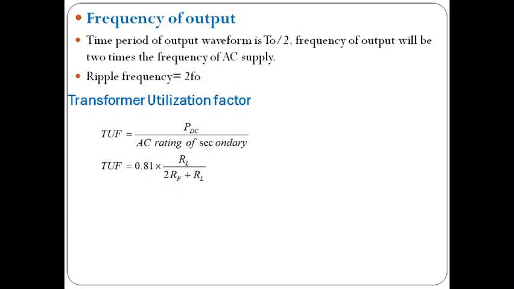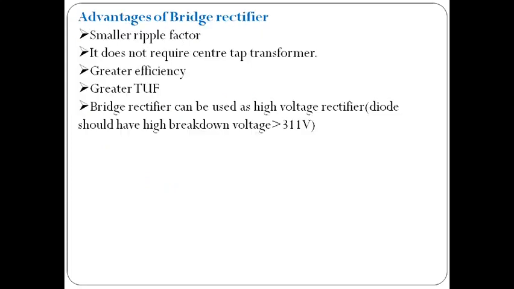The frequency of output is also the same as our center tapped full wave rectifier. Here the ripple frequency or output frequency equals 2 f naught, and the transformer utilization factor is also improved here. It equals PDC by the AC rating of the secondary winding, which equals 0.81 into RL by 2 RF plus RL. Here we are considering the secondary winding resistance as 0.